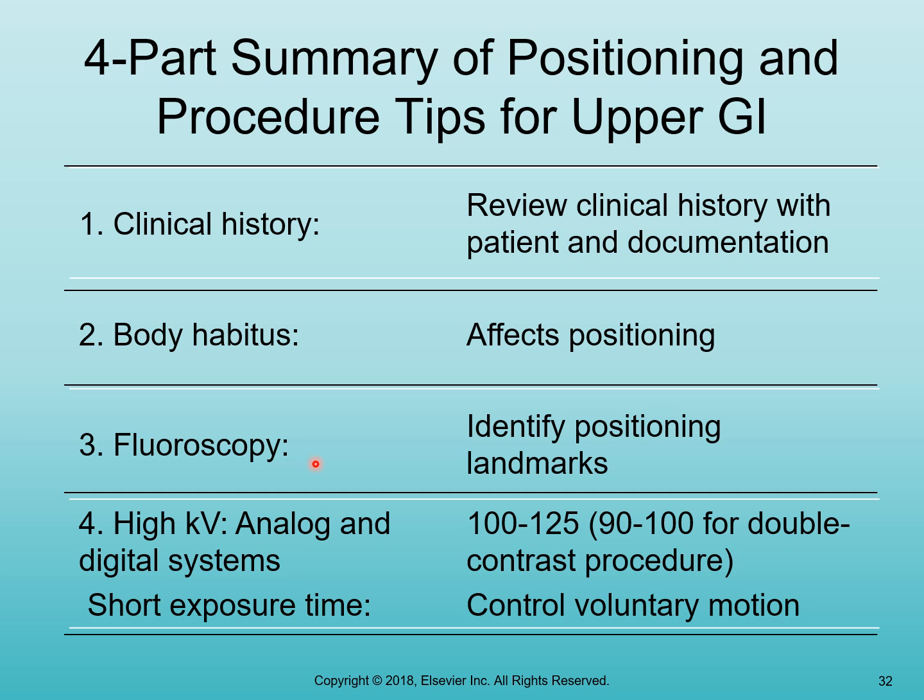If you're smart, you'll look at the monitor at least a few times to make sure you know where you would actually position when you go to take your images. We want to utilize a high KVP, typically between 100 to 125 for single contrast studies, 90 to 100 for double contrast procedures. As always, we try to utilize a short exposure time so that we help control any voluntary motion.